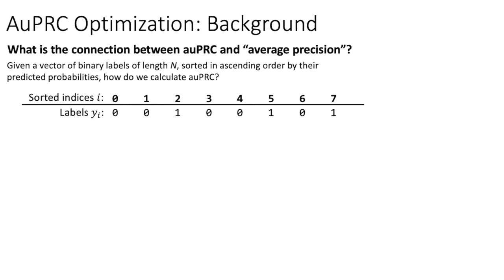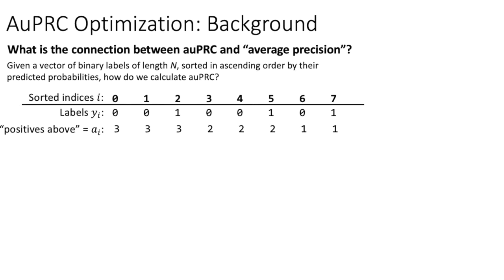Imagine we have a vector of binary labels of length n that are sorted in ascending order by their predicted probabilities. How do we find AuPRC? First, remember that the precision is defined as the number of positives above a threshold divided by the total number of examples above that threshold. Our first step will therefore be to find the number of positives ranked above each index.